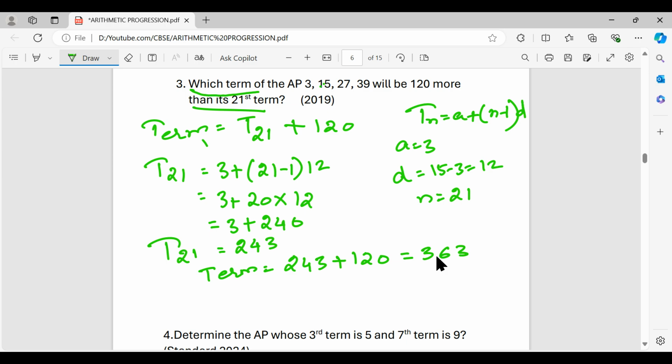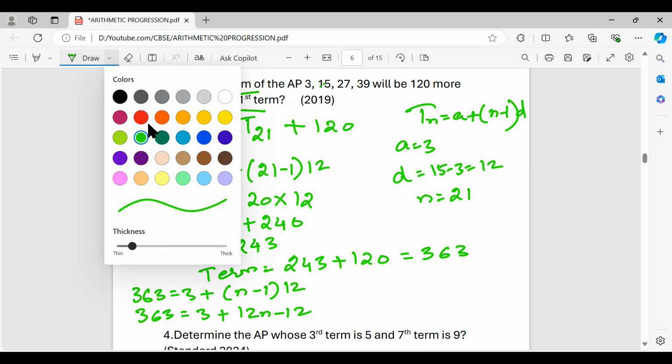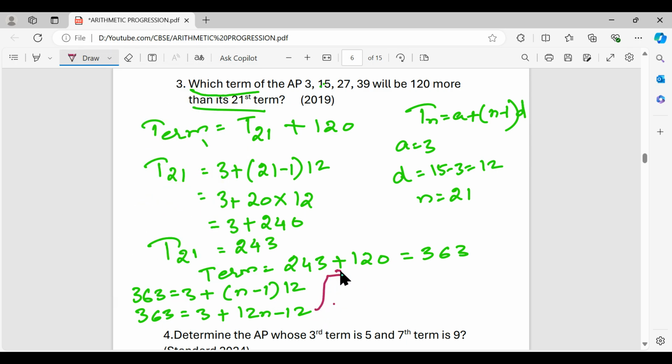Now you have to find the value of n for 363. So how do we do this? Again we will substitute here. 363 equals A, A is 3, plus (n minus 1) into the difference, which is 12. So you have 363 equals 3 plus 12n minus 12. And then we can simplify it further. So you will get here 363 equals 12n minus 9.